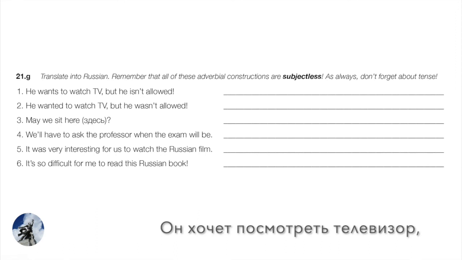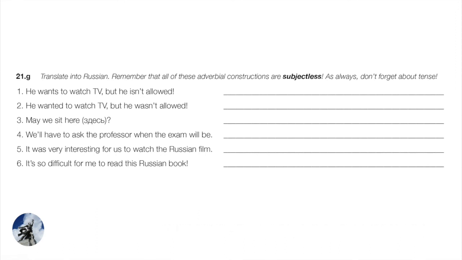Он хочет посмотреть телевизор. Okay, now let's rephrase the second part a bit. That might help. But it is not allowed to him, right? Ему нельзя. Он хочет смотреть телевизор, но ему нельзя. Right? Ему нельзя смотреть телевизор.